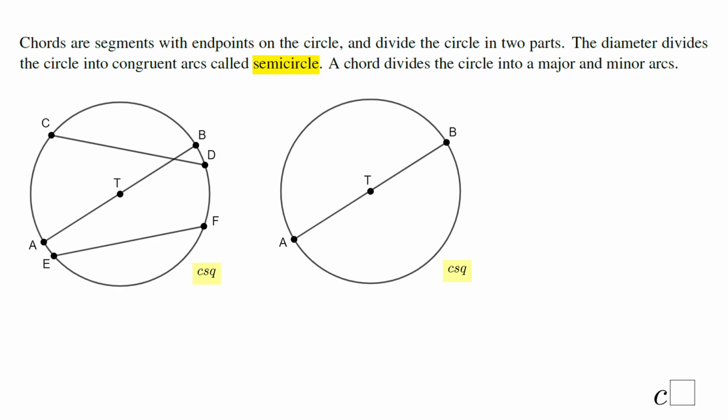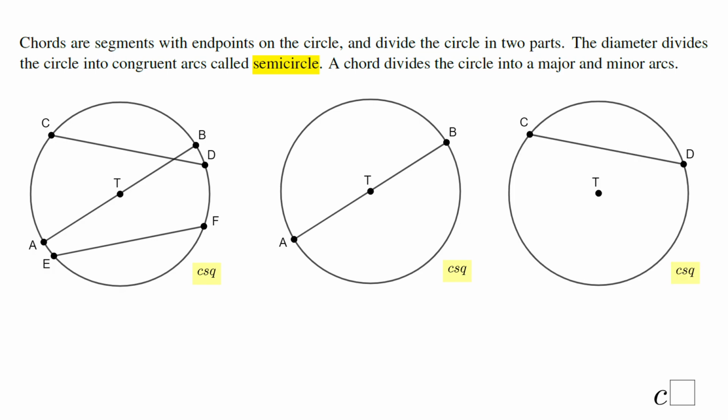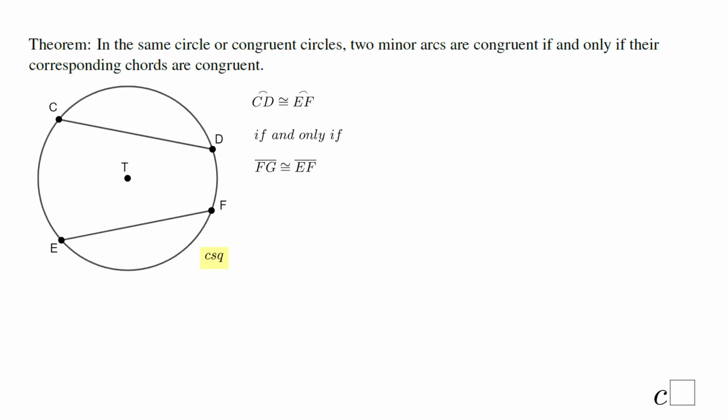And of course we have chord CD and chord EF. You can see chord CD here. Whenever you have chords like this, you have a minor and a major arc. So that is about chords, but let's see now some theorems that we can use when we discuss chords.